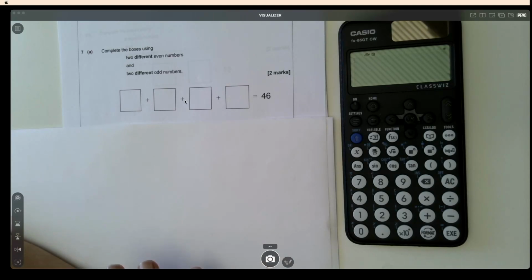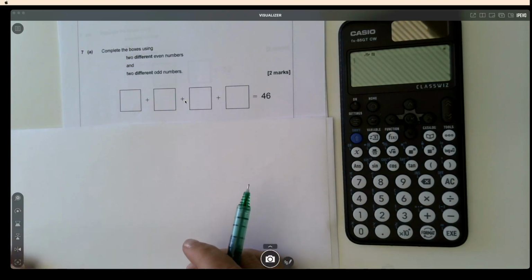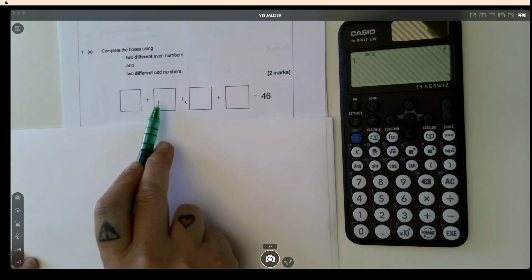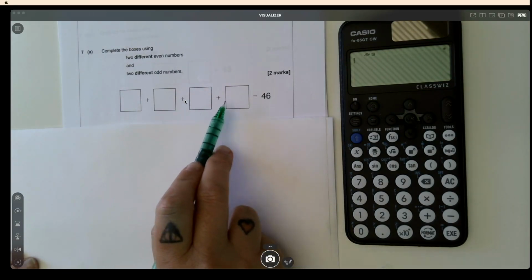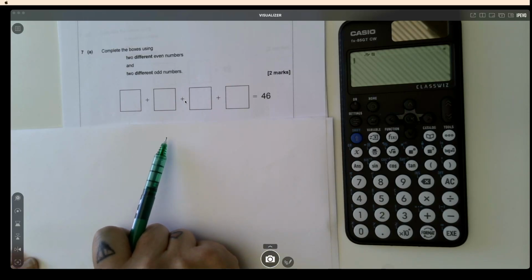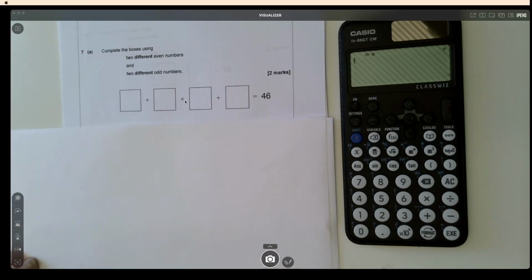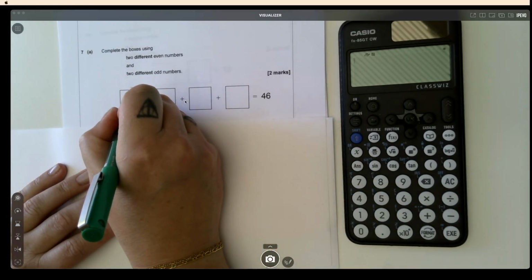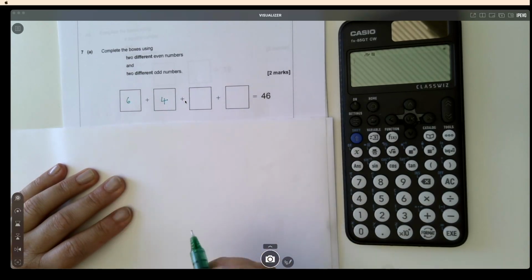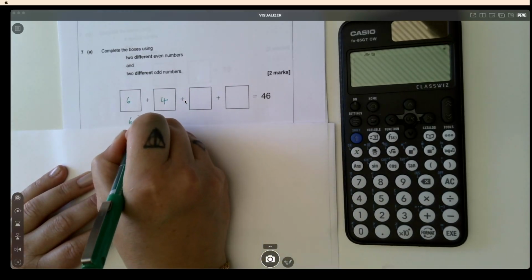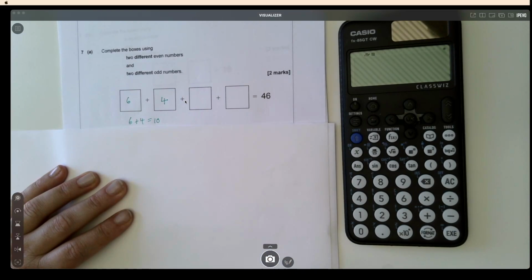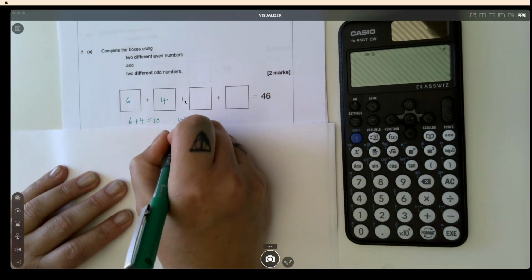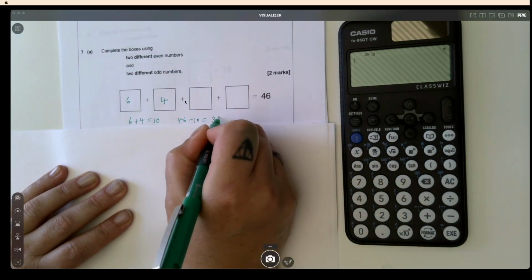Question 7a. Complete the boxes using 2 different even numbers and 2 different odd numbers. So we've got 4 numbers in total that are being added together to make a total of 46. We want 2 of the numbers to be even and 2 of the numbers to be odd. So I'm going to start by picking 2 even numbers. So let's pick 6 and 4. Well, 6 plus 4 equals 10. 46 subtract 10 equals 36.